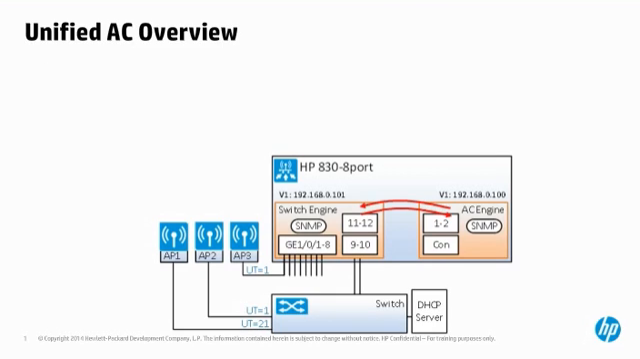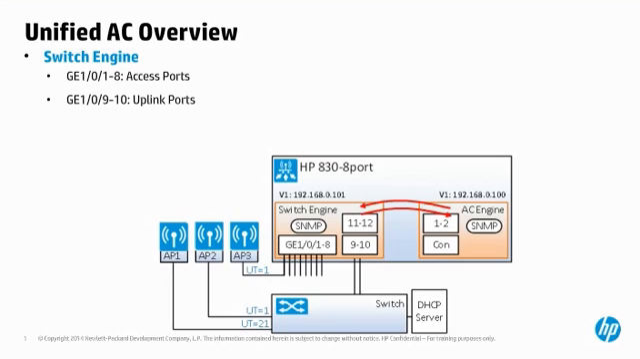The figure shows a typical unified AC deployment. The HP 830 8-port model is represented. One of the two functional components inside the unified controller is a switch engine. On the 830 8-port model, physical interfaces GE1/0/1 through 8 are PoE-capable ports that can be used for connections to end systems and APs. Interfaces GE1/0/9 and 10 are available to be used as uplink ports to your wired Ethernet infrastructure.